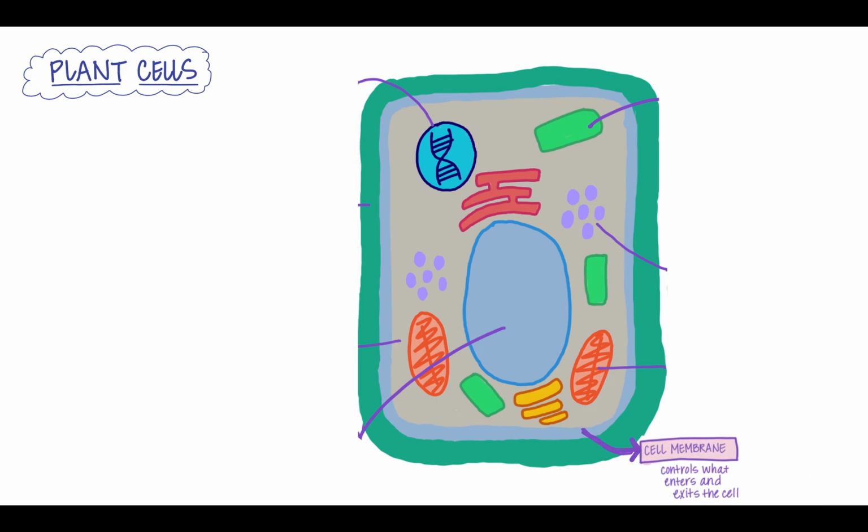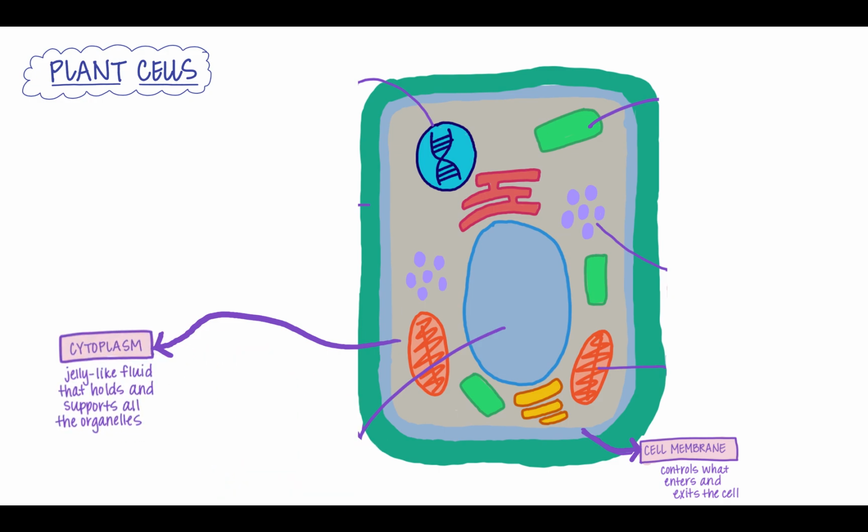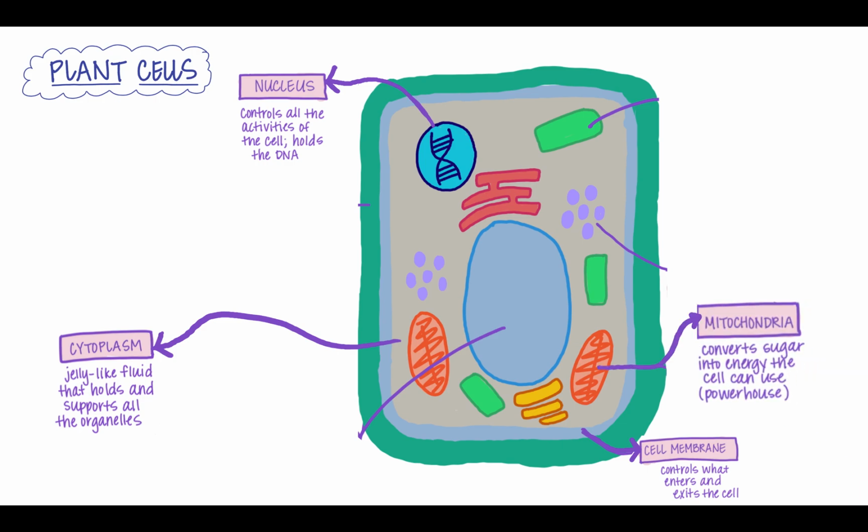Notice we still have that blue layer of the cell membrane that controls what enters and exits the cell. Plant cells also have a cytoplasm, the jelly fluid that holds and supports all the organelles. Plant cells have a nucleus that controls all cell activities and holds DNA. Plant cells also have a mitochondria that converts sugar into energy so the cell can use that energy to function.